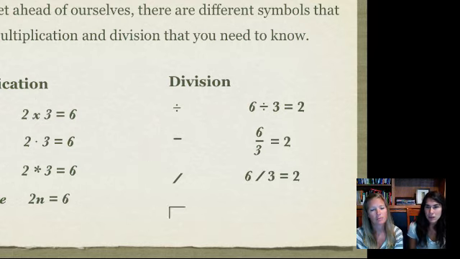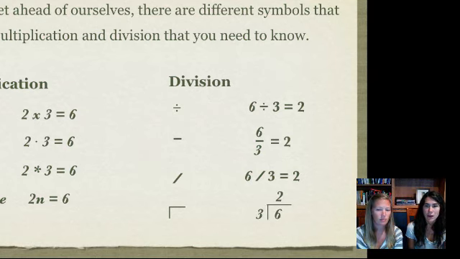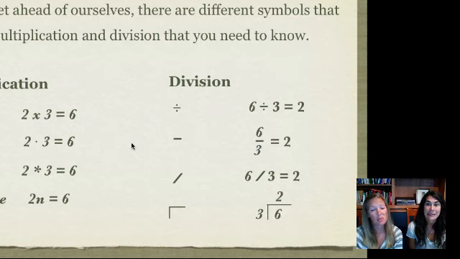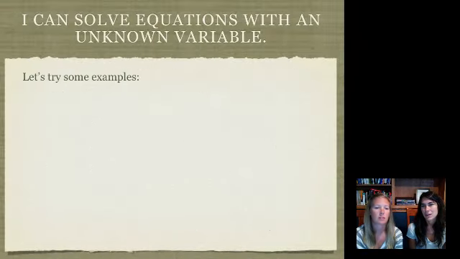And then the last one, I like to call it a little house, where you have a number inside of the symbol, and then you have 6 divided by 3 equals 2. Okay, so make sure you remember those because you're going to see those later in our examples.